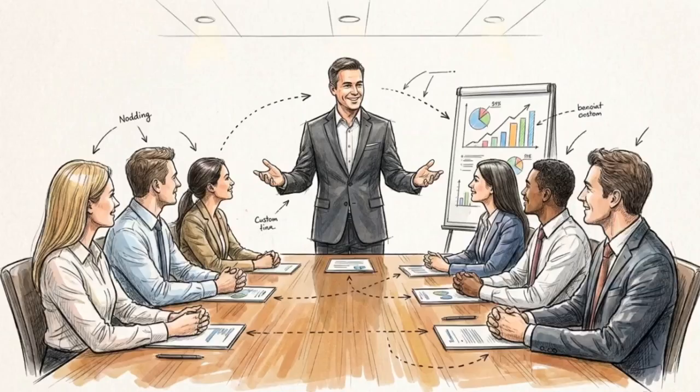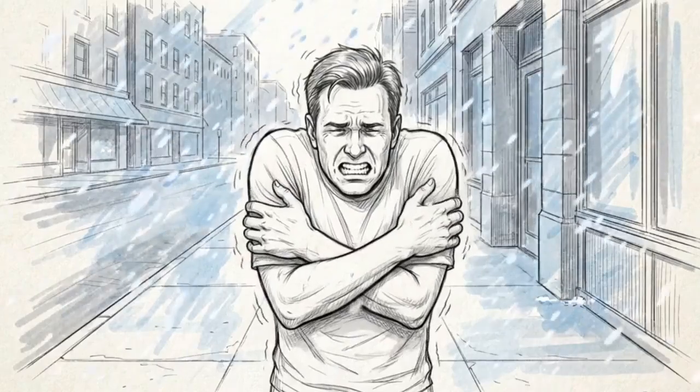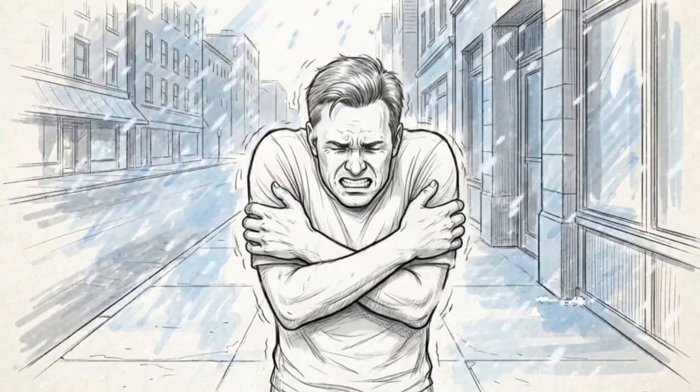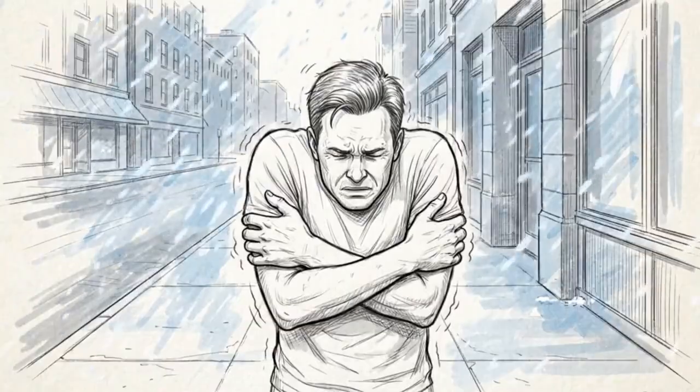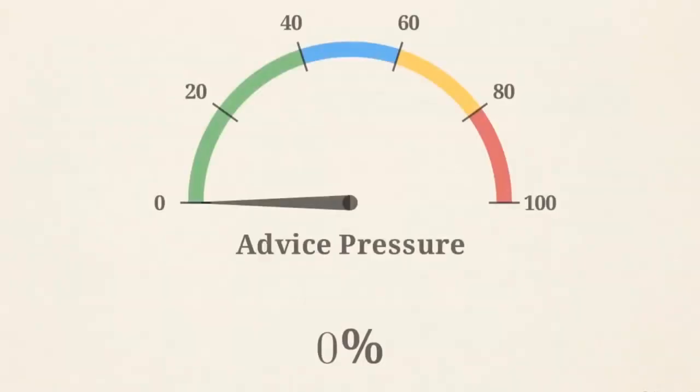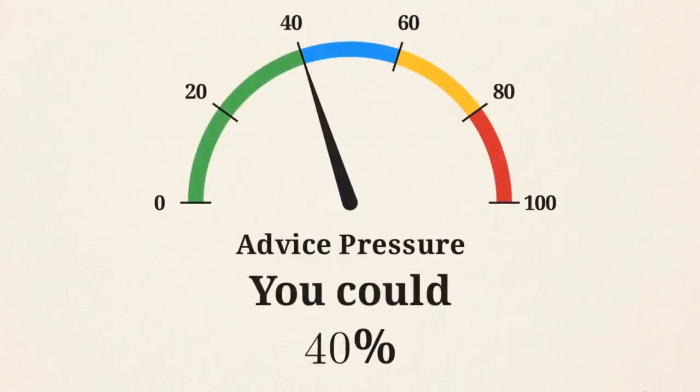Using this scale helps you adjust your tone to fit the social requirements of the moment. Our third spectrum measures advice. In this scenario, a friend is standing outside in the cold without a coat. This speedometer measures social pressure. "You could wear a winter coat" applies 40% pressure.